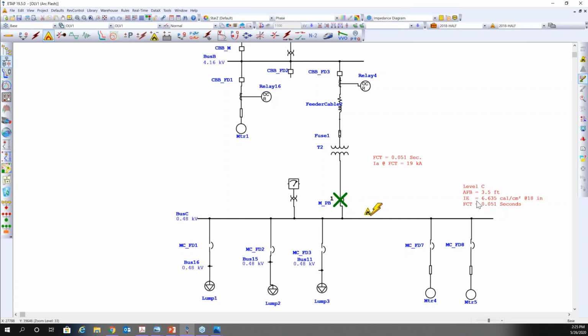And this is a different example from what we had before. So our incident energy is 6.6364 calories per centimeter squared. Please ignore this level C, because that's what the software puts in, and it's a user alternative, or you can change that to user level.